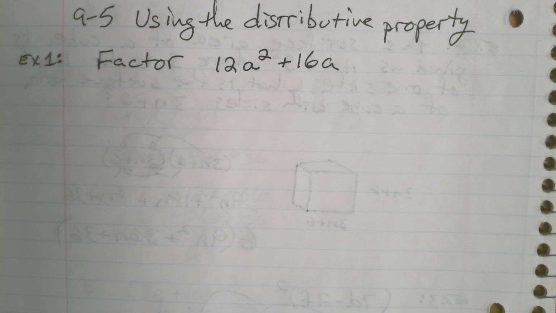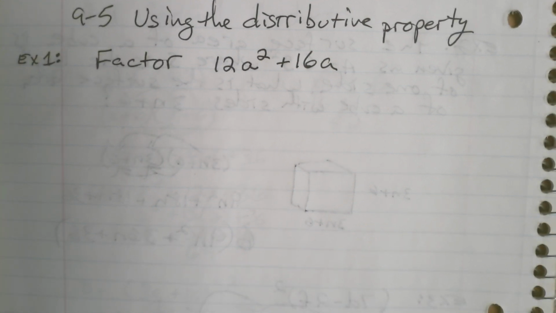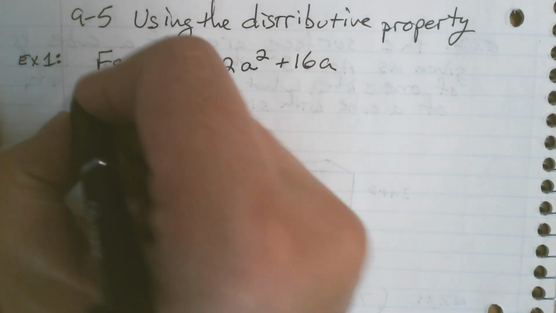All right, ladies and gentlemen, this is 9-5, using the distributive property. Example 1: factor 12a squared plus 16a. First thing we need to do is find the greatest common factor. So step 1, find.